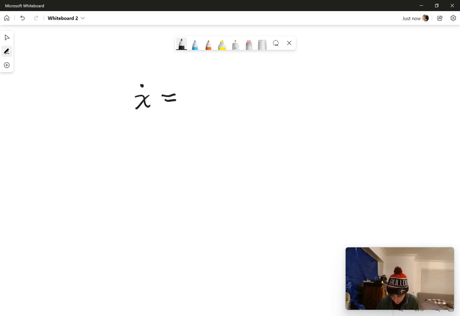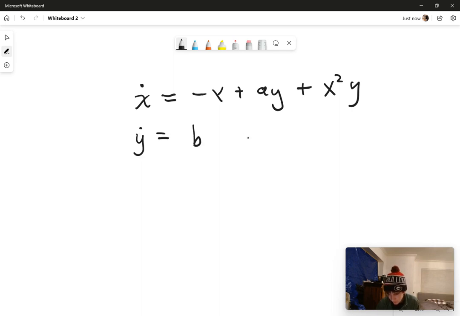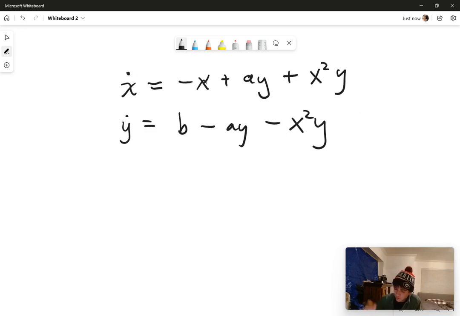So we have x dot is equal to negative x plus a y plus x squared y, and y dot is equal to b minus a y minus x squared y. Okay, awesome. So the way that we approach solving this system and showing that there are closed orbits, or what choices of parameters b and a in fact necessitate closed orbits.